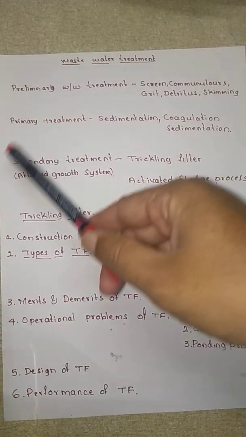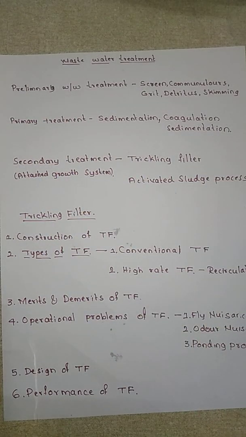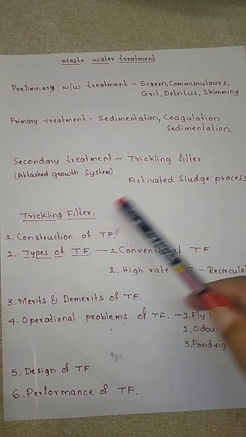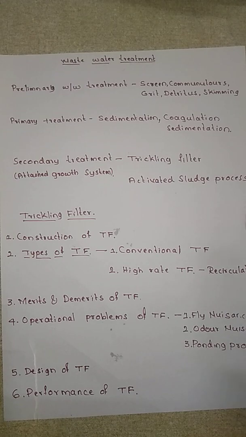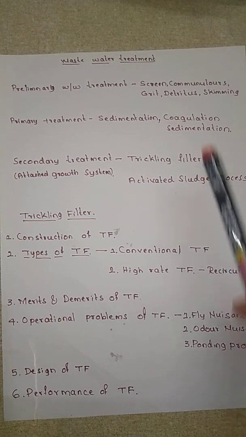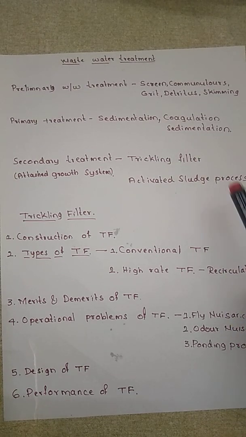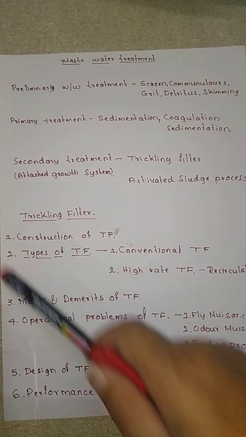Now, we have entered into the third part of the wastewater treatment, that is the attached growth system. In this, we are going to study in detail regarding trickling filter and activated sludge process. In today's class, we are going to discuss the trickling filter.